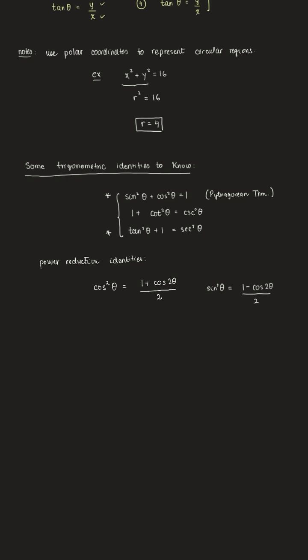And then a double angle identity that will also be really handy is sine of 2 theta is 2 sine theta cosine theta. So these are the identities that I suggest that you try to remember during the next couple of class sessions that we have.